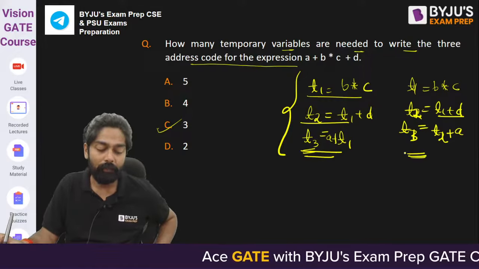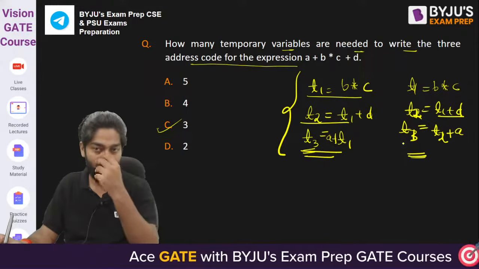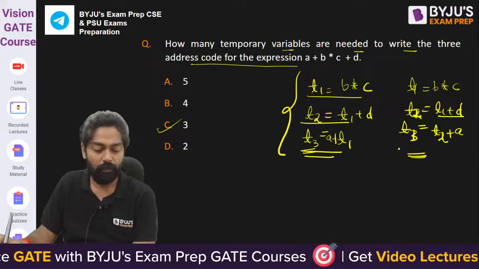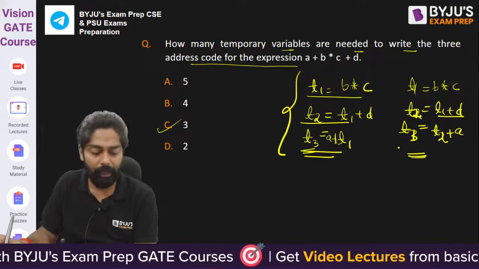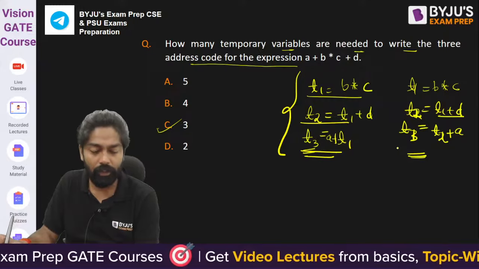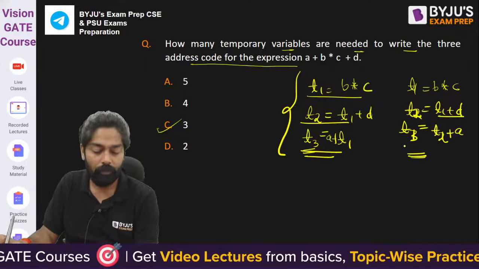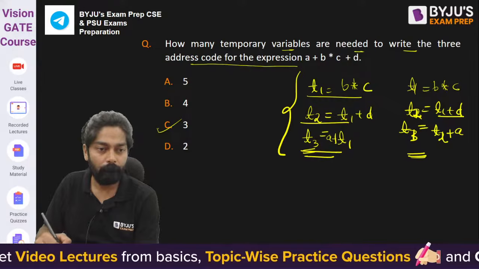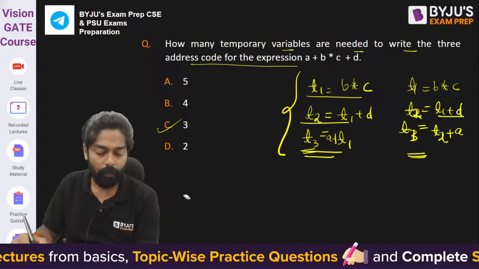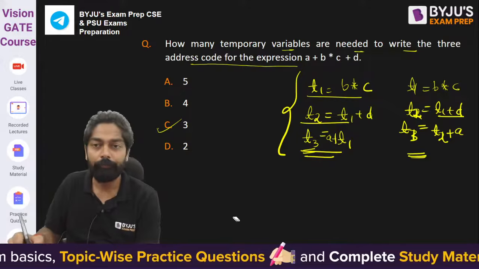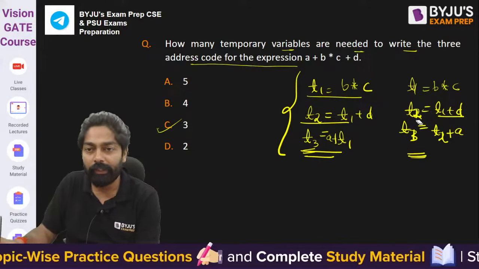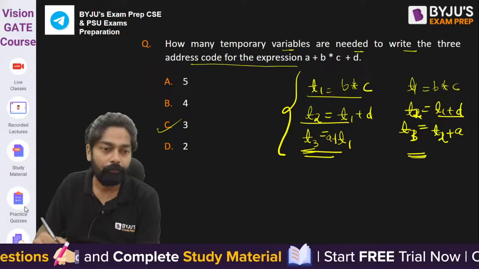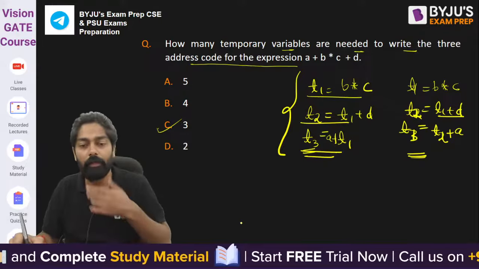Is that clear? Please reply. Am I clear here? If you have any doubt, you can ask me. Please reply, my dear friend. Clear? Okay. So with static single assignment, the answer will be 3. Okay, I am moving now.